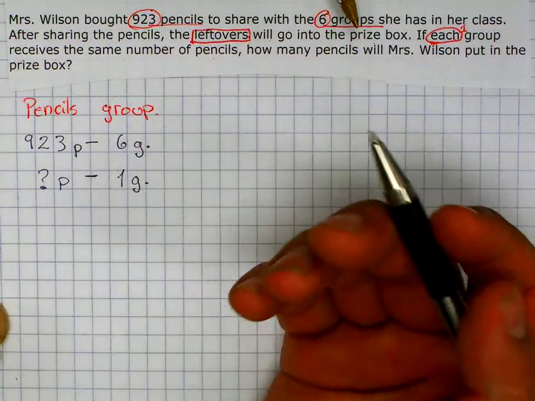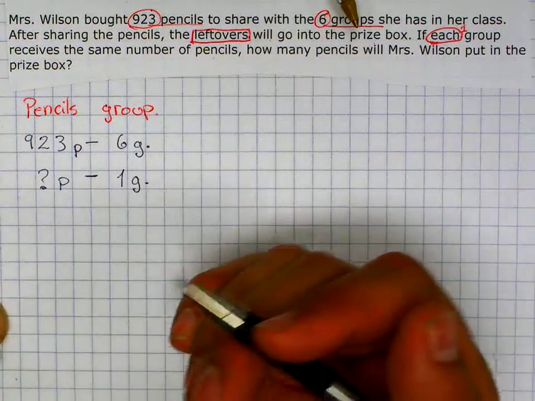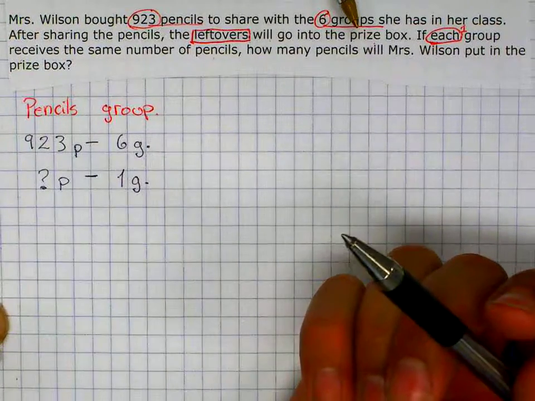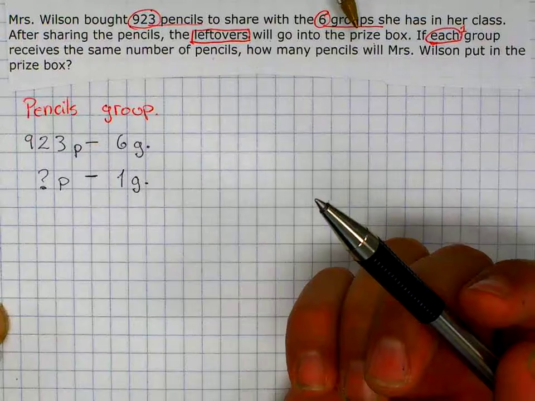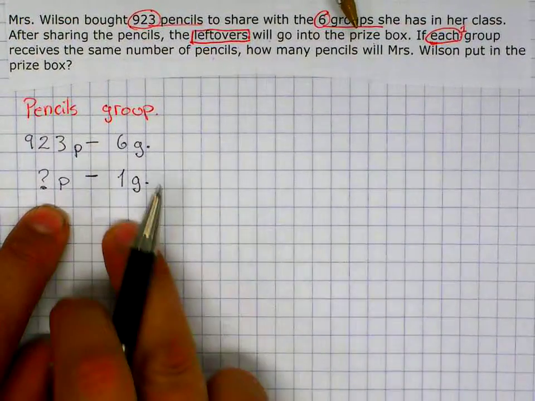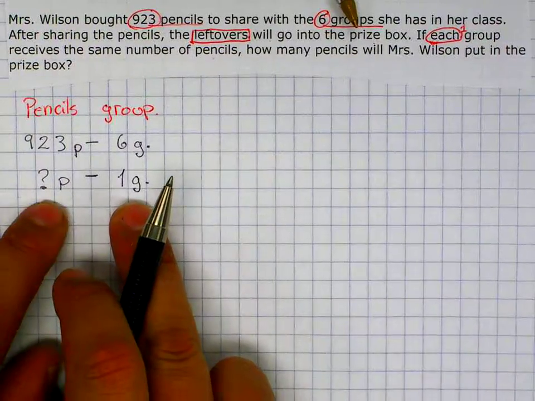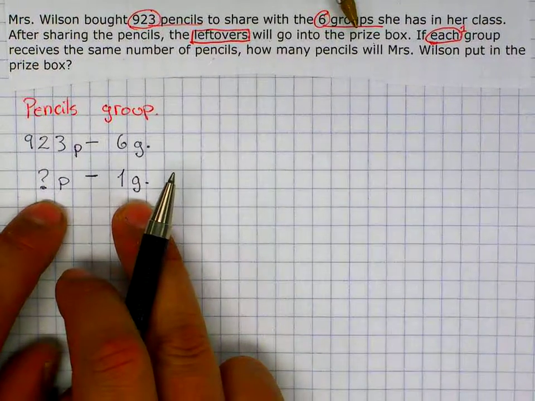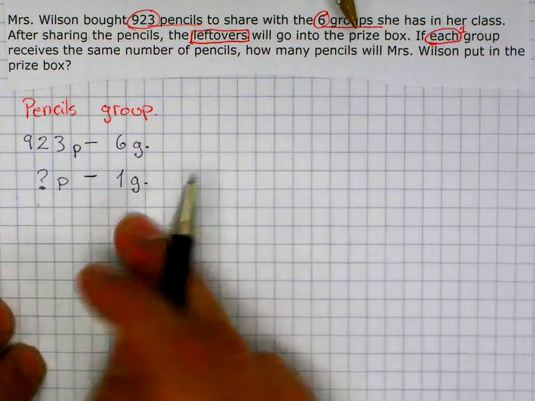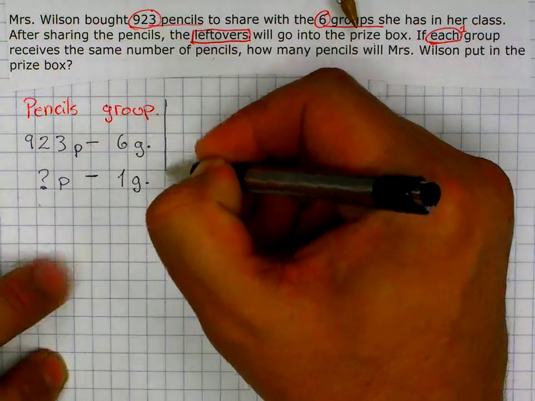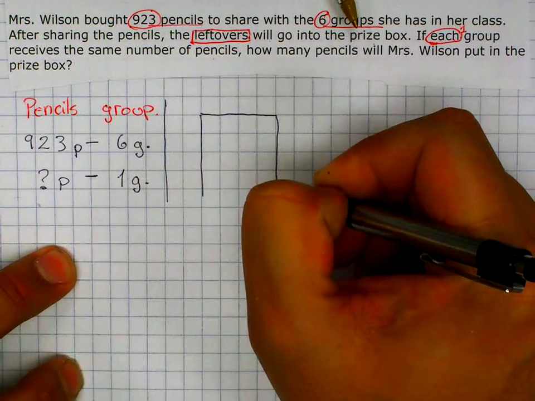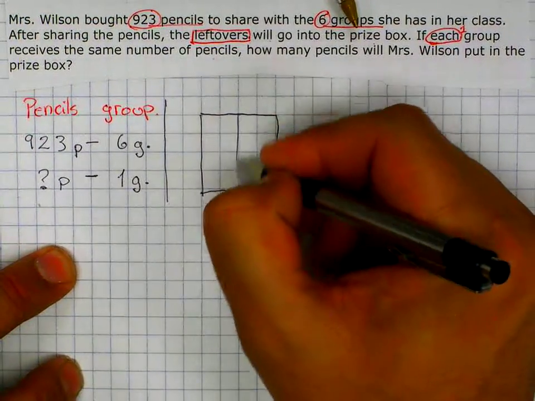But before I can figure out how many pencils are left over, what is the first thing that I need to figure out? How many pencils are in each group? That's the first thing I need to figure out. How many pencils are in one group? Because if I don't know how many pencils are in one group, it's over. Okay? Muy bien, Verónica. So, in my table, what do I need? Pencils, I need pencils and groups.